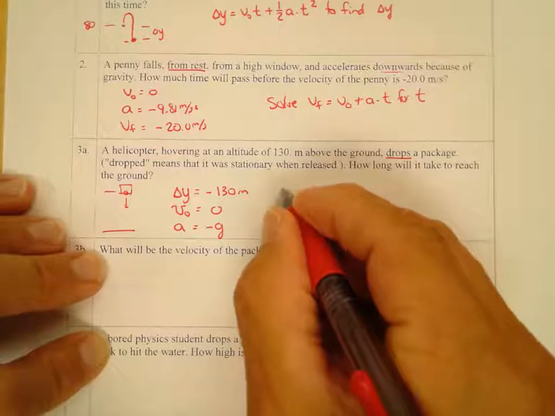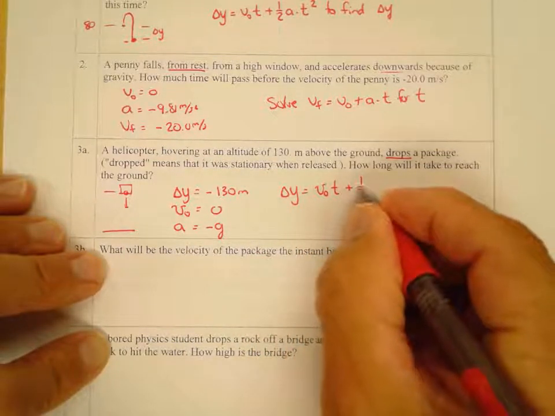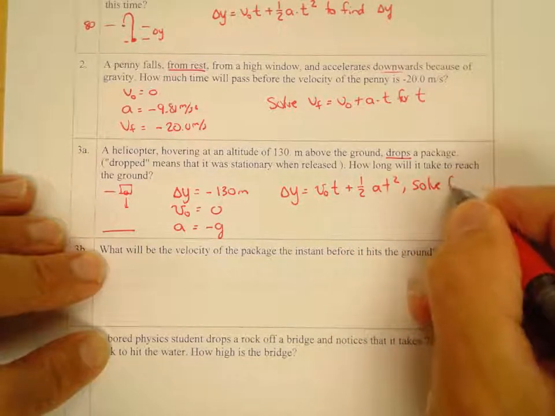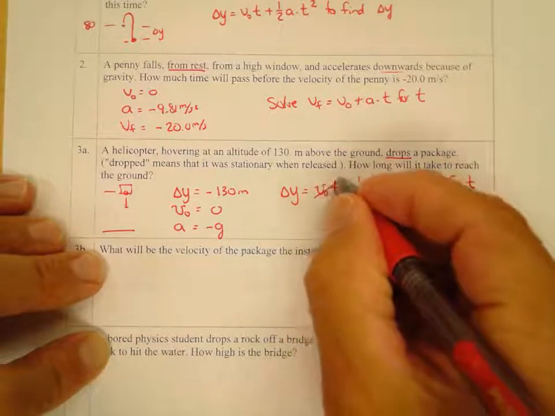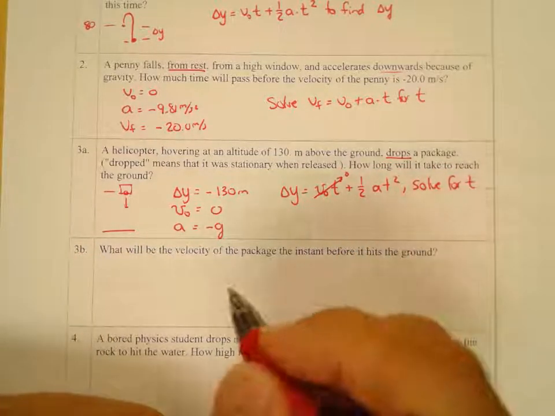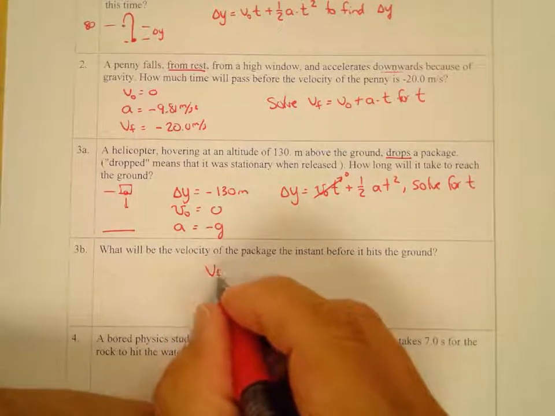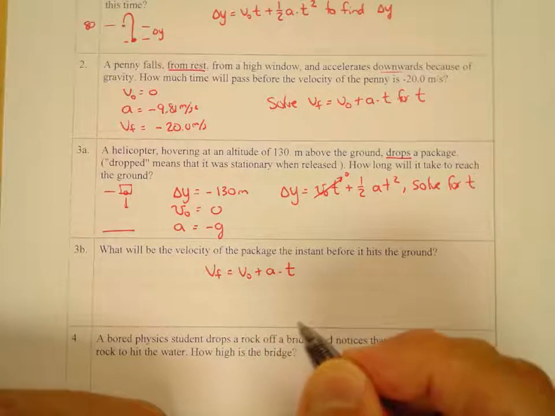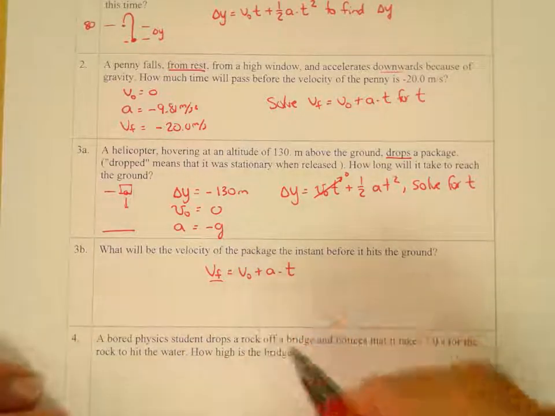The easiest way to solve it is to use delta y equals v0t plus 1/2 at squared and solve for t. You will not need to use the quadratic equation, though, because this term is 0. The initial velocity is 0, so you can extract the root directly. You can solve for t. What will be the velocity of this? Well, once you know t, you can say v final equals v0 plus a times t, and you'll know everything there to be able to find the final velocity just before it hits the ground.